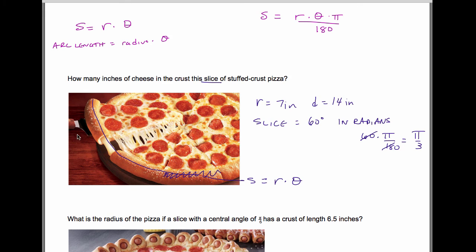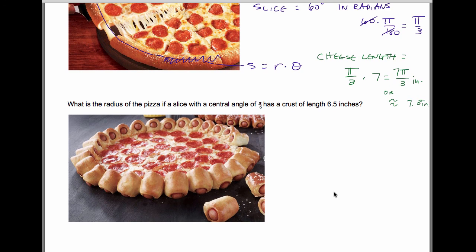And so my arc length, my cheese, is equal to my radius, 7 inches, times my theta, which is pi over 3. I can leave this in terms of pi. So 7 pi over 3 inches of cheese, or I could say that's about 7.3 inches of cheese. Okay, so if you're concerned about how much cheese you're getting in these stuffed crust pizzas, this is the problem for you.